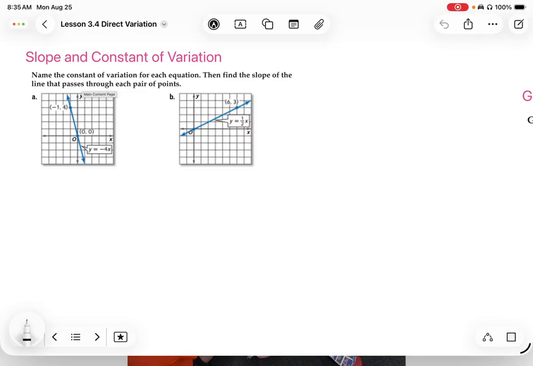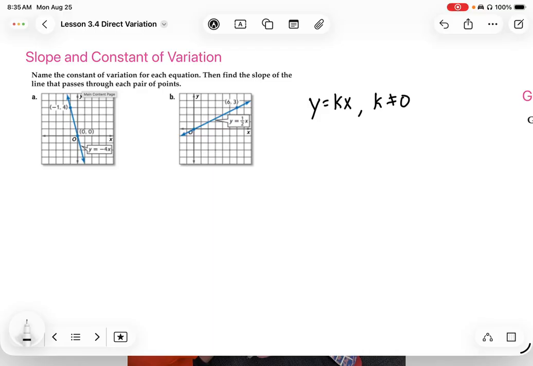We're going to start talking about a special kind of equation called a direct variation equation. A direct variation equation looks like this. It is in the form y equals kx, and k cannot equal 0.